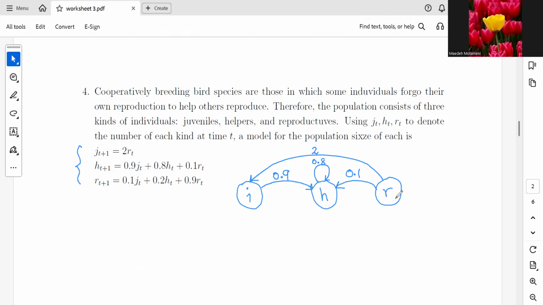And the last one, which is about R sub t plus 1, the number of R's that will be found or reproduced for the next step in time. So this will be made from J sub t 0.1, also from H sub t 0.2, and from R sub t with 0.9.